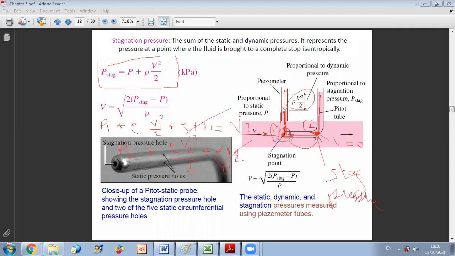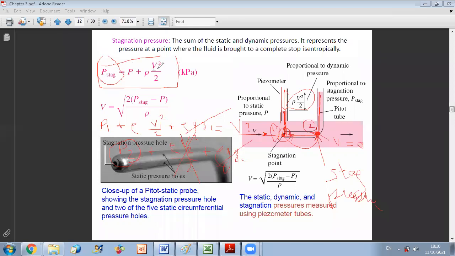Since my fluid is brought to rest at point 2, this velocity term will cancel out. Now, I will have the following final result: P1 plus rho V1 square over 2 is equal to P2. And P2 is called the stagnation pressure because it corresponds to a velocity of 0. So I can deduce that the stagnation pressure can be written as P plus rho V square over 2.